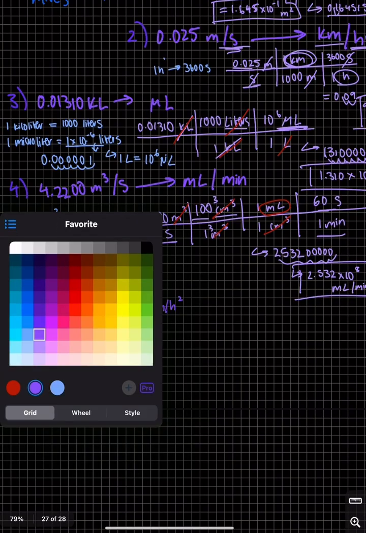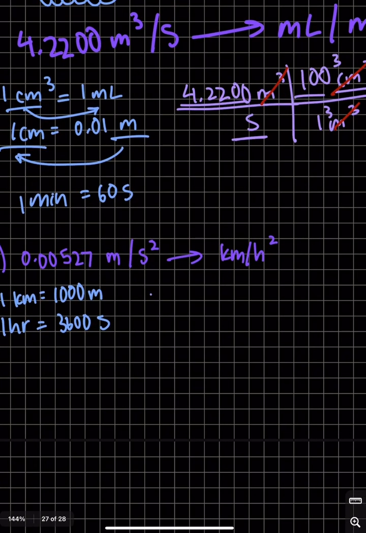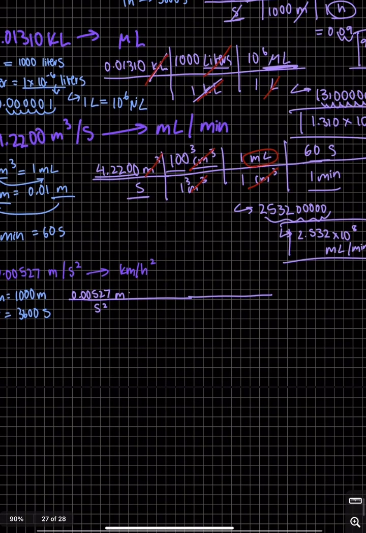Now, do this together, okay? So now, what would your first step be? Feel free to pause, do it by yourself right now, and then unpause it and see my answer. So 0.00527 meters per second squared. Sorry, let me fix that. Meters per second squared. And I'm just going to make my table.